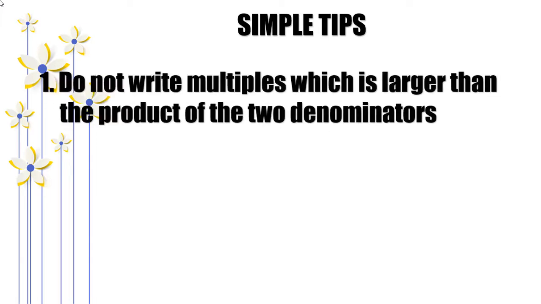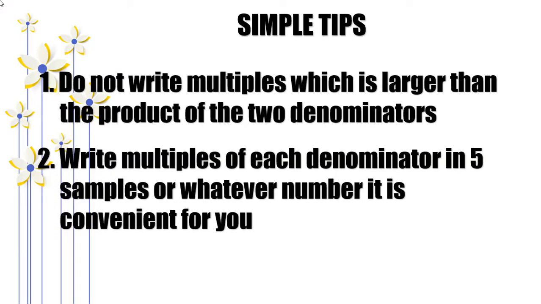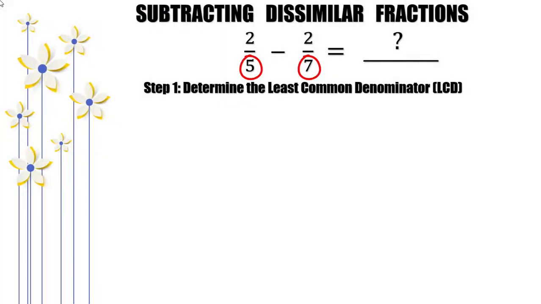Tip number 1. Do not write multiples which are larger than the product of the two denominators. Tip number 2. Write multiples of each denominator in 5 samples, or whatever number is convenient for you. From our problem we have 5 and 7 as our denominators. So we have to write the multiples of 5 and multiples of 7. The product of these two numbers, 5 times 7, is 35, so we should not exceed writing multiples up to that number. Second tip is to write in 5 samples.